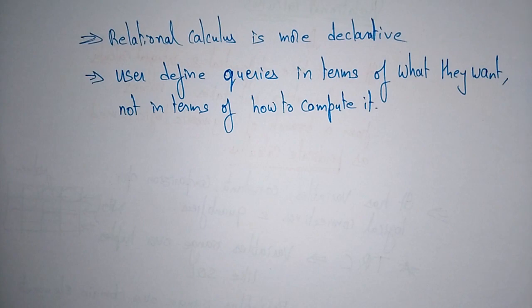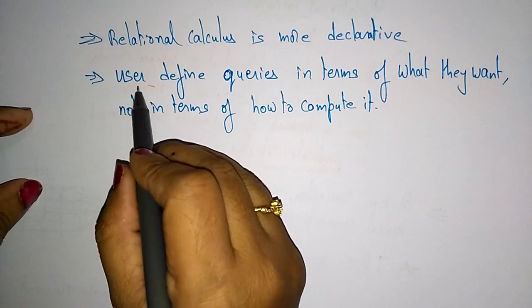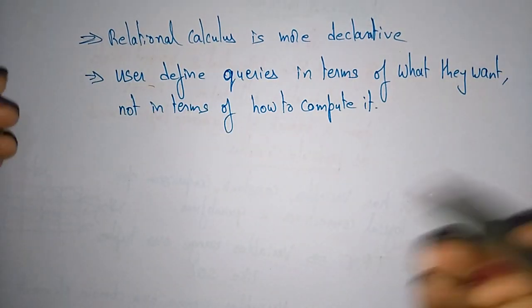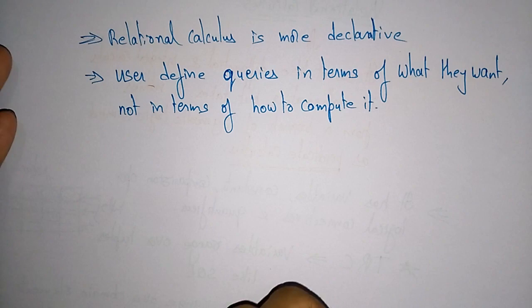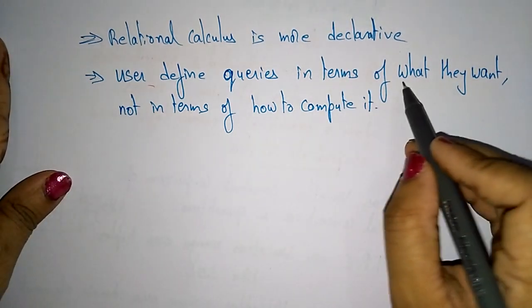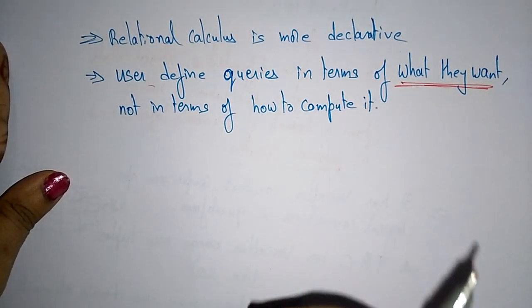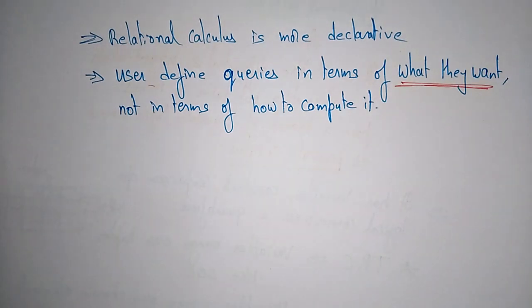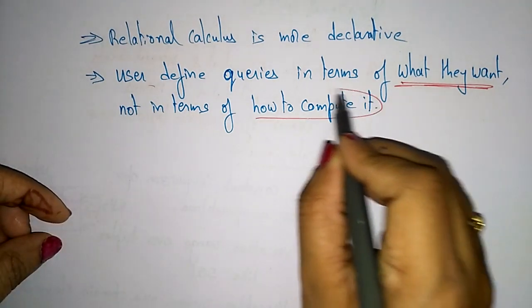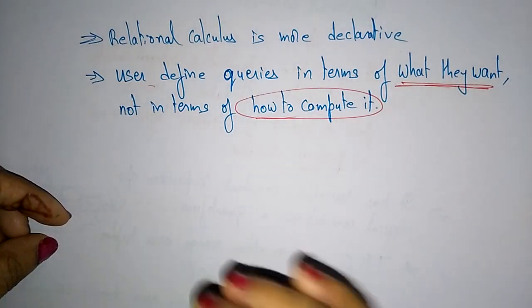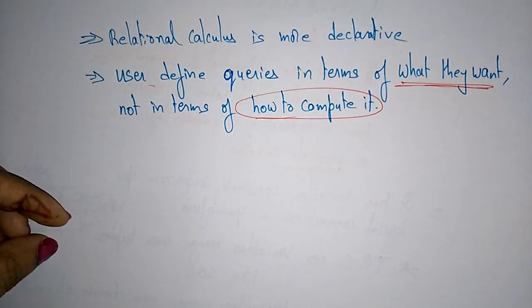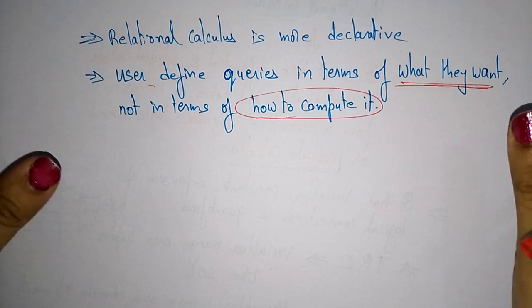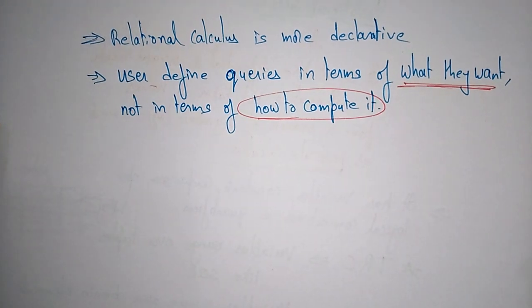So in relational calculus, it is always a declarative form, and these are user-defined queries. The queries concentrate on what they want, just selecting the data, not on how to compute it. It doesn't bother about how to compute; it concentrates on exactly what they want. So this is the introduction to relational calculus.